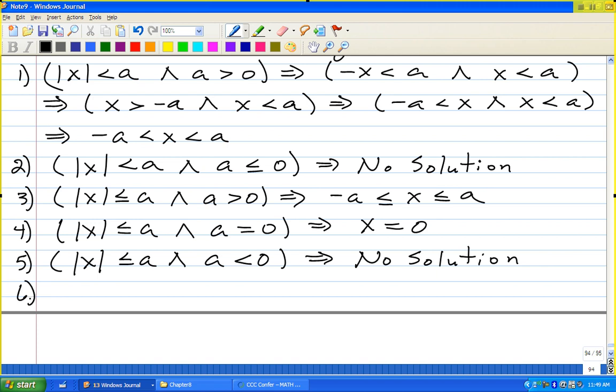Okay, so that's for less than or less than or equal to. Let's look at the case of greater than or equal to. I guess I'll look at the case of greater than first. And so suppose absolute value of x is greater than a.